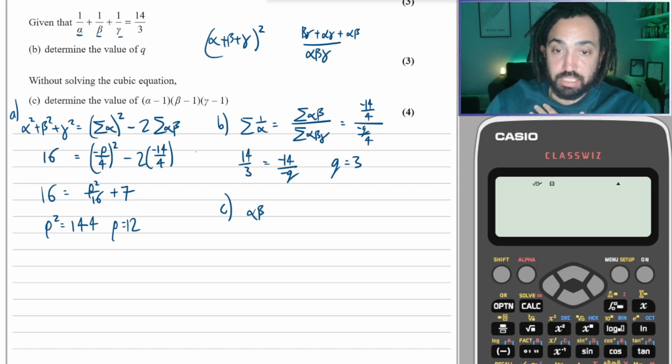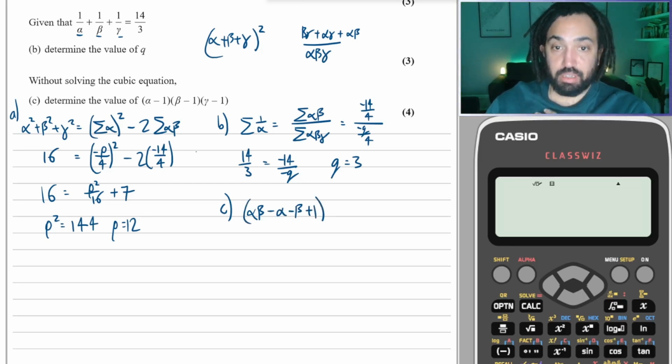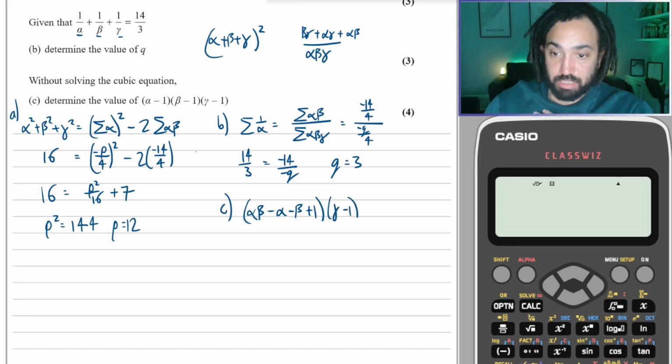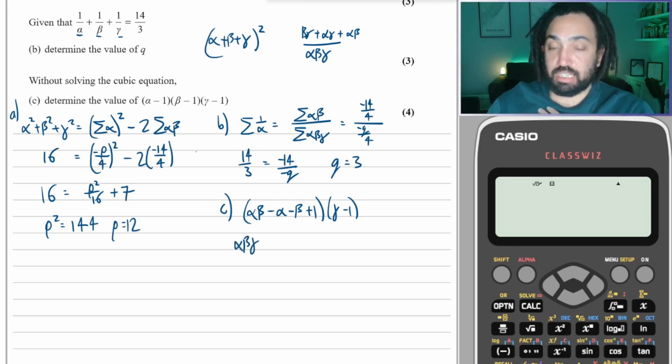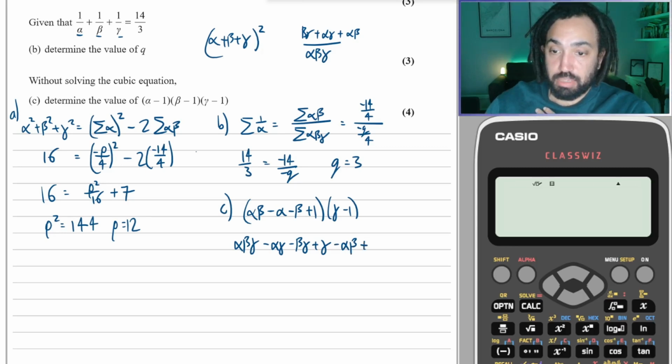So I get alpha beta minus alpha minus beta plus 1. And that needs to be times by gamma minus 1. Which is going to give me alpha beta gamma minus alpha gamma minus beta gamma plus gamma, and it's going to give me minus alpha beta plus alpha plus beta minus 1.